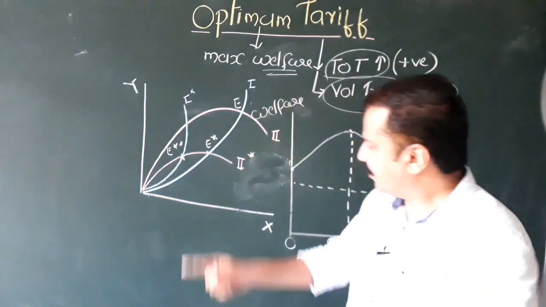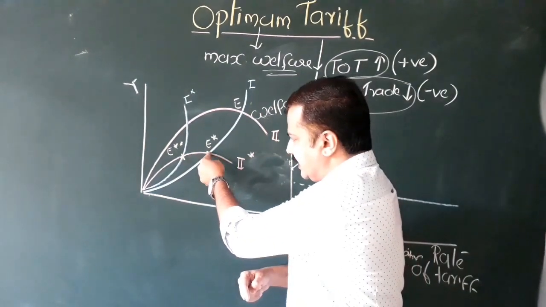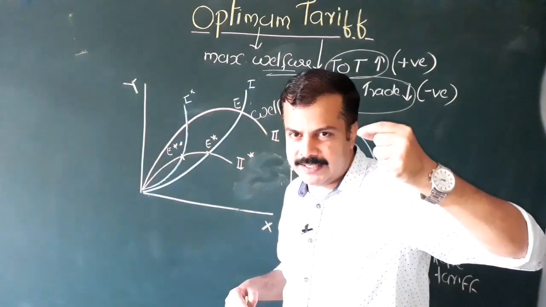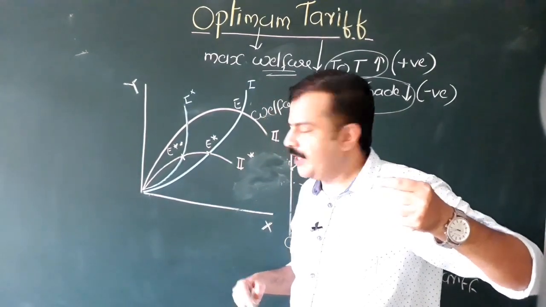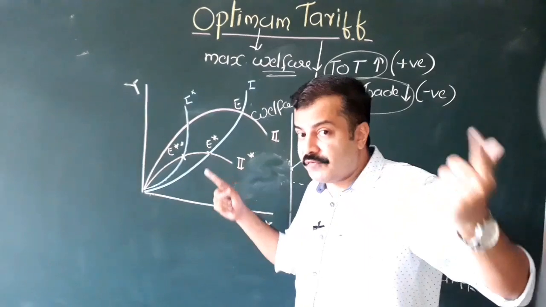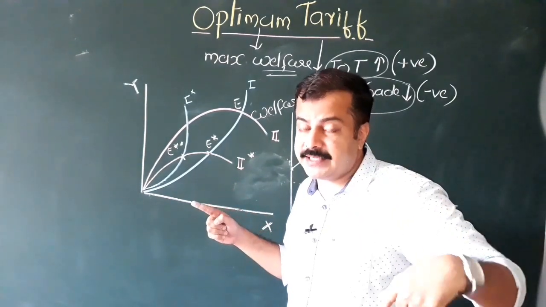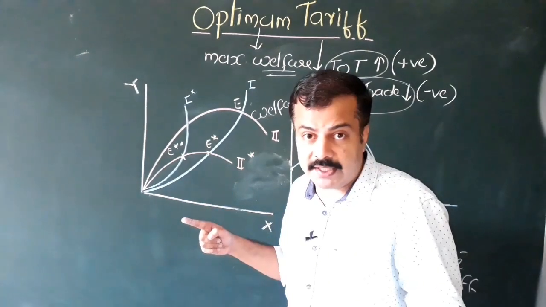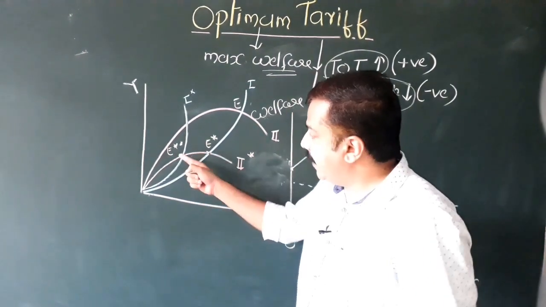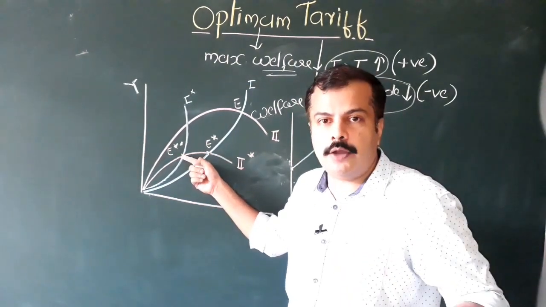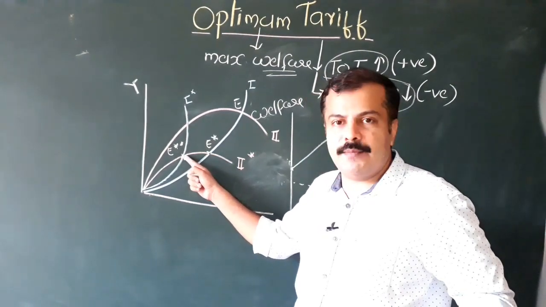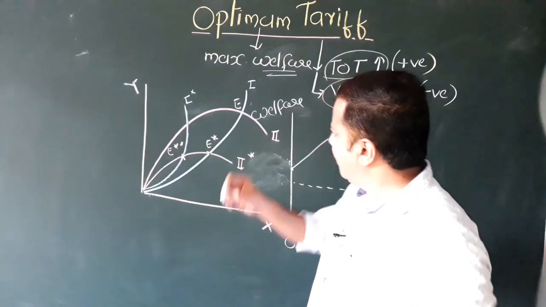See here, when we reach E star, as a result of country 2 imposing its own optimum tariff, the terms of trade of country 2 are improving. That means that the terms of trade of country 1 are deteriorating. So country 1 will obviously retaliate and impose its own optimum tariff, and their offer curve shifts, and this is the new equilibrium point. You observe one point.